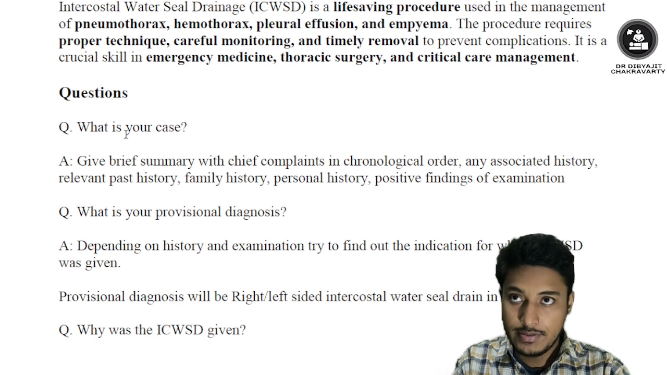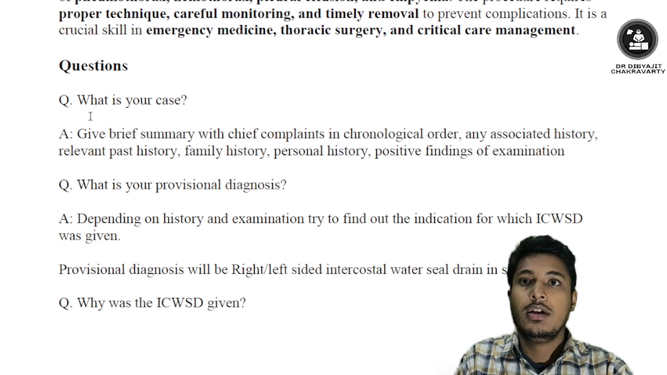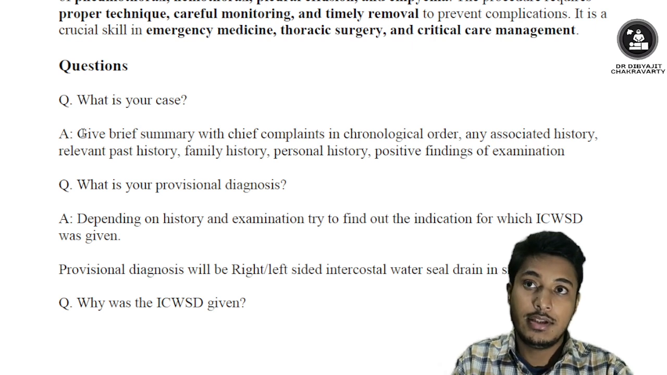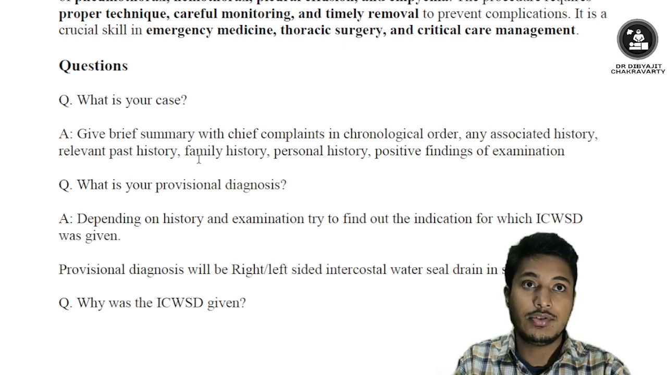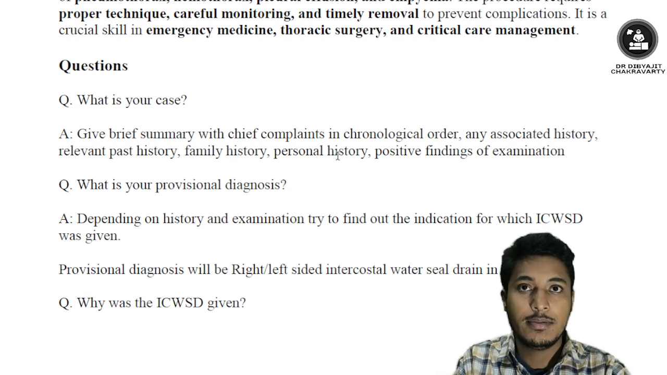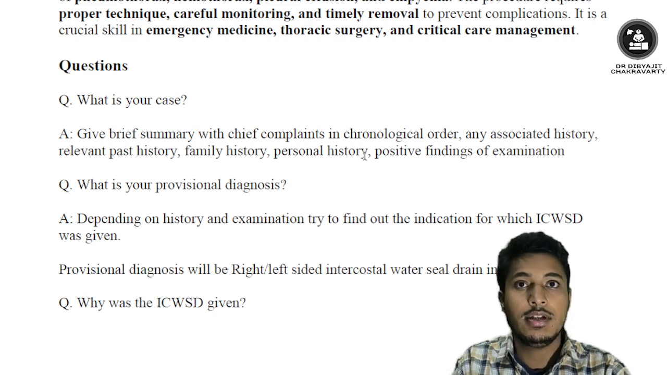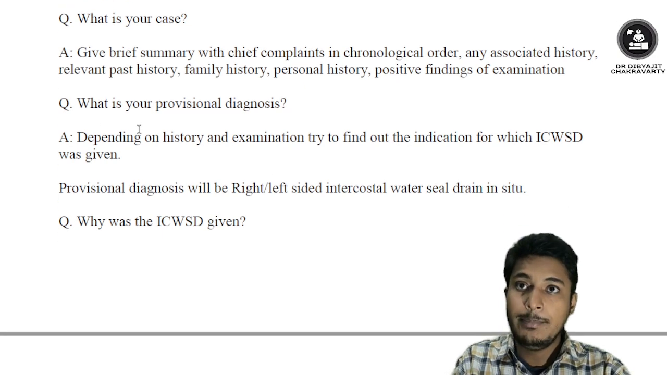So, some of the questions that may be asked while giving a short case. They may ask what is your case, then you have to give a brief summary with chief complaints in chronological order, any associated history, relevant past history, family history like tuberculosis or any contact history, personal history of smoking and other associated habits, or any occupational history, positive findings on examination, and how you have to give the provisional diagnosis depending on the history.